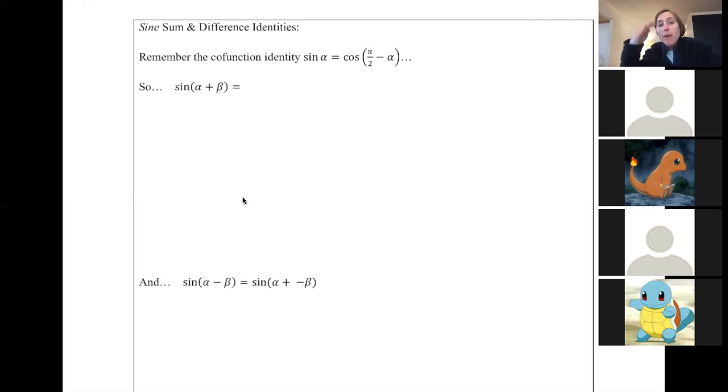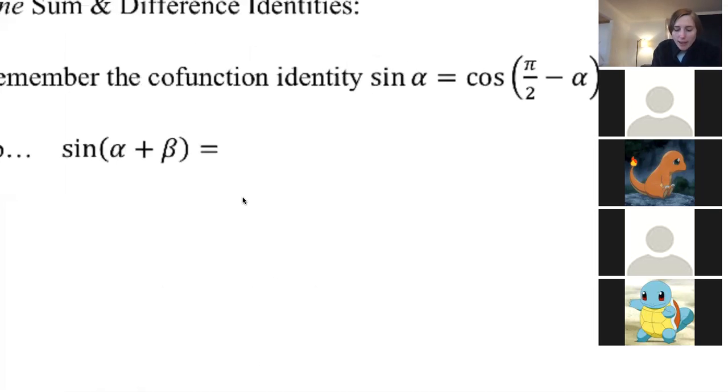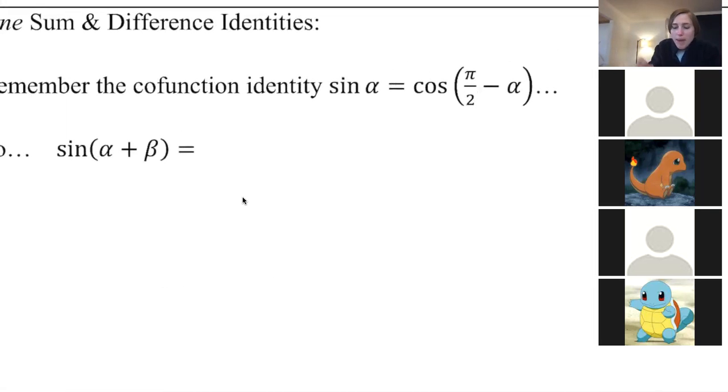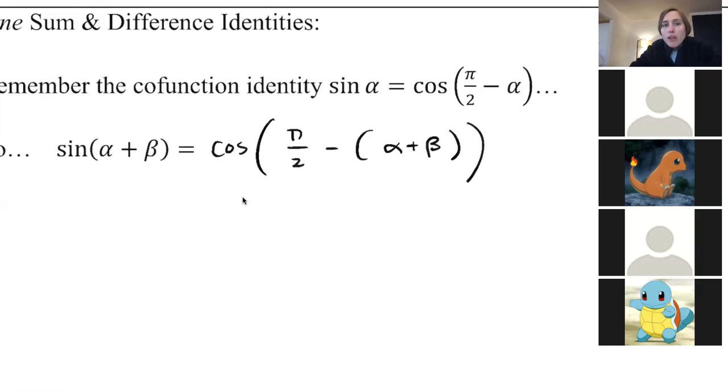Okay, so if you remember the cofunction identity, right? Sine of alpha equals cosine of pi over 2 minus alpha. Well, that would mean if we have sine of alpha plus beta, that's equal to cosine of pi over 2 minus alpha plus beta. Just applying the cofunction identity right there. Do we see that, you guys?